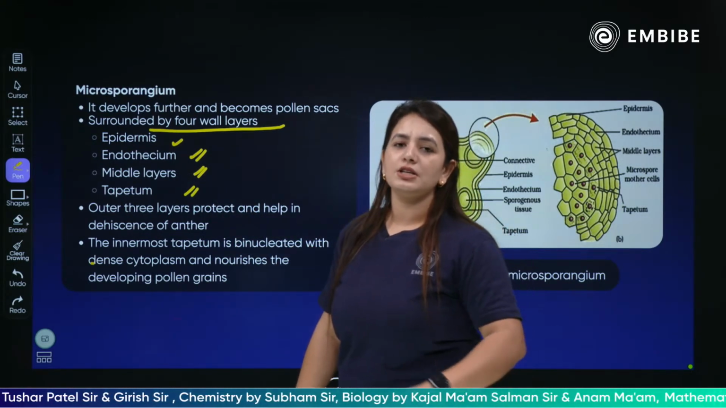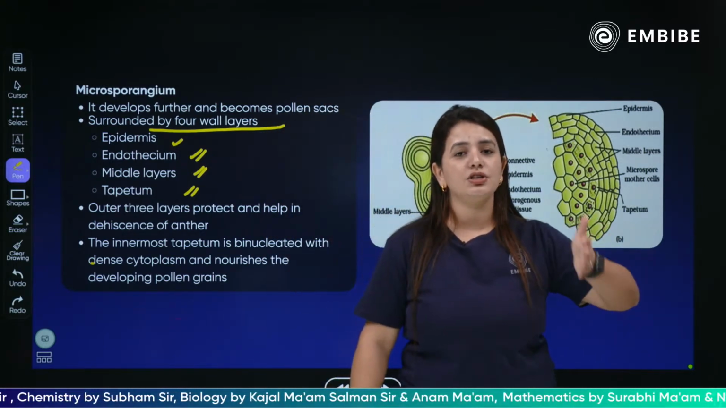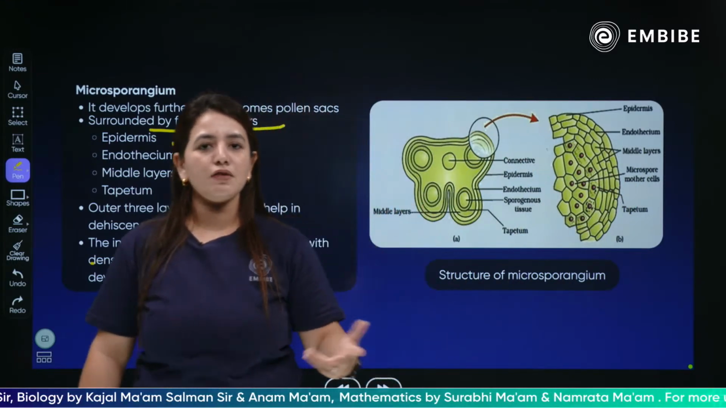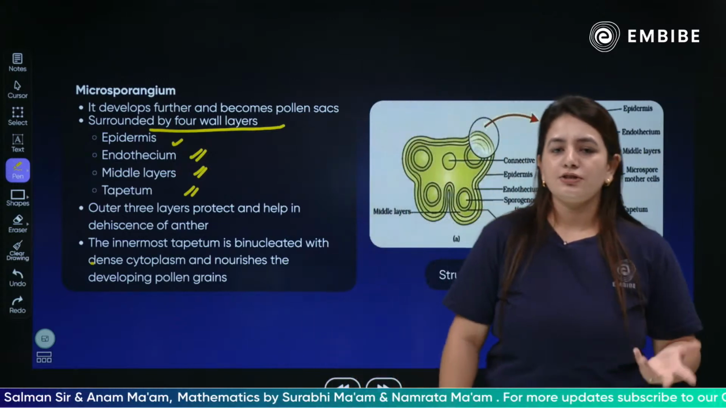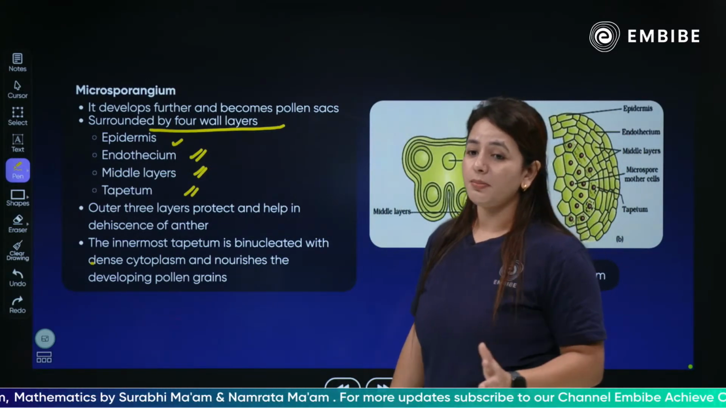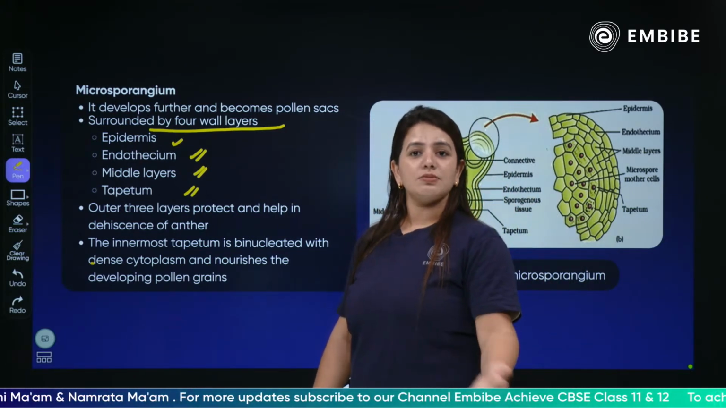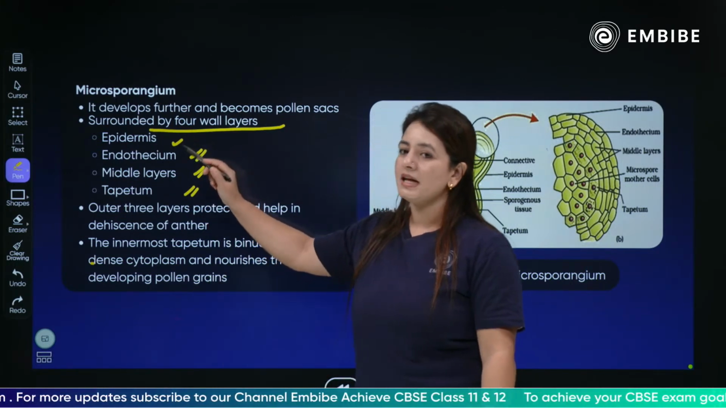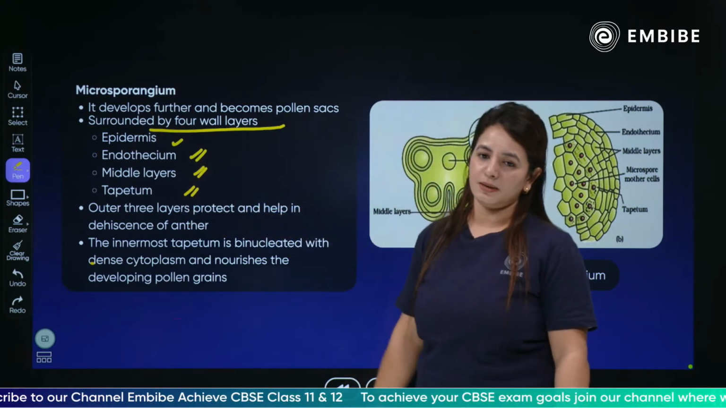Please remember, the question might always come up. If you ever want to give the NEET examination in future, after your board examination is done, sexual reproduction in flowering plants is always a favorite. The question might come up: which are the 4 layers of the microsporangium? These are the 4 layers: the epidermis, endothecium, the middle layer, and finally the tapetum.